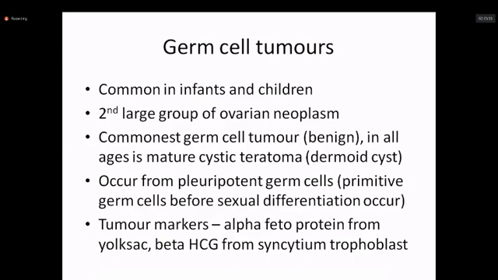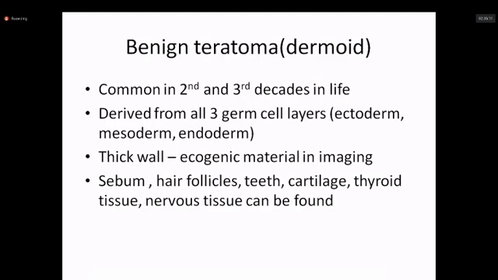Now, germ cell tumors have the yolk sac. They are primitive cells. And beta HCG from the syncytium of the trophoblast. So they are still trophoblastic tissue. Trophoblastic tissues are the tissues which you see in embryonic development. Benign teratoma occurs in the second or third decade of life, derived from 3 germ cell layers. I told you this. There are thick materials inside on imaging. Sebum, hair follicles, teeth, cartilage, nervous tissue, thyroid gland tissue can be found.